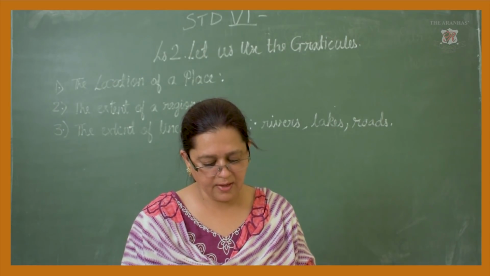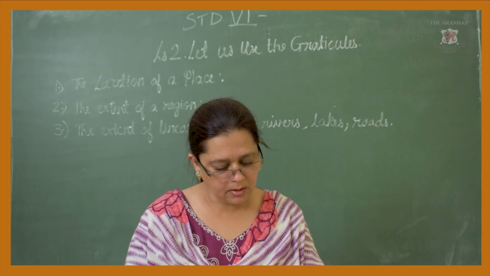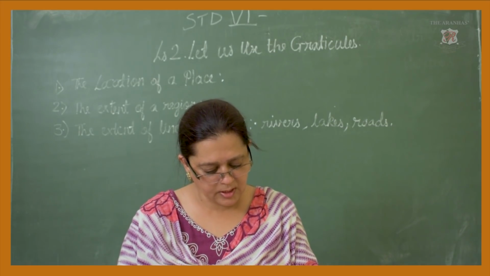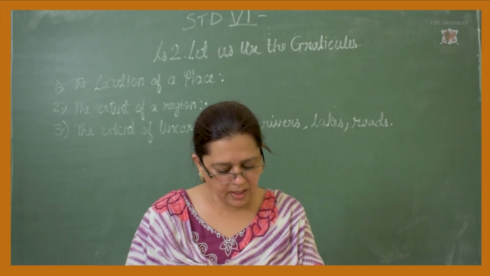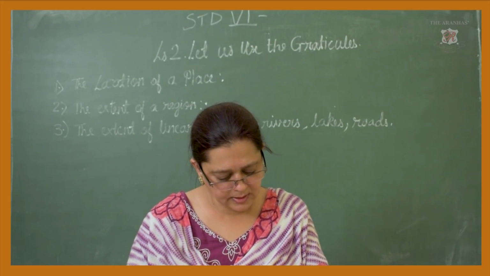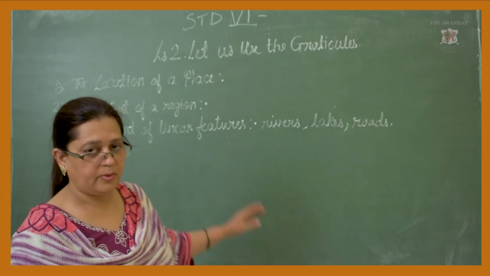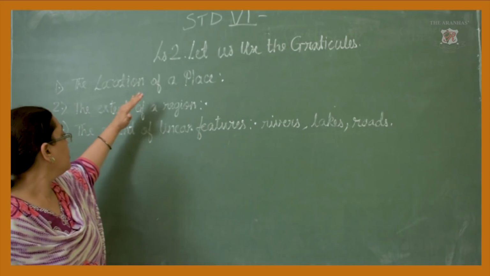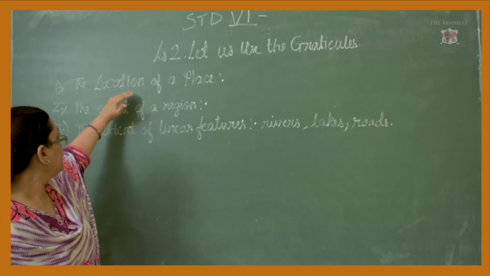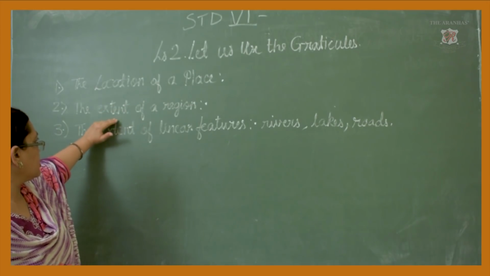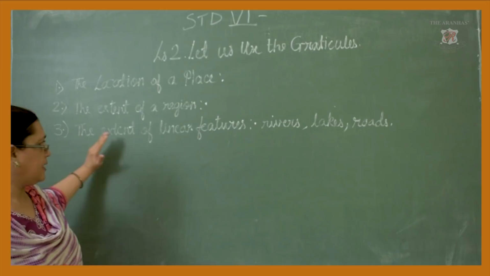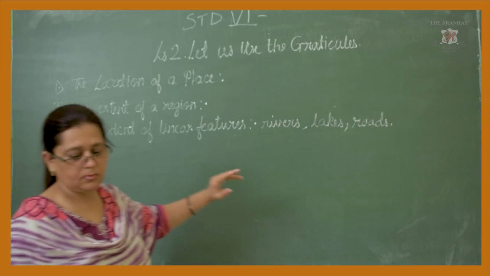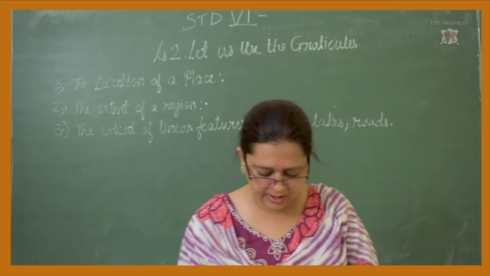Okay. Now, today what have we studied? The 3 points in this. Now, what are the 3 points? We have described the location of a place. How to find the location of the place? We have learned how to locate a place, then the extent of a region, and then the extent of a linear feature. Okay, we'll proceed further.